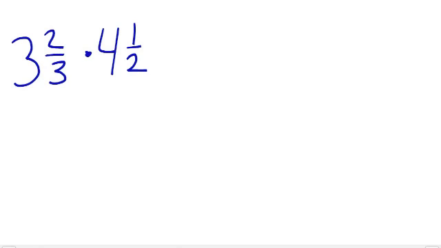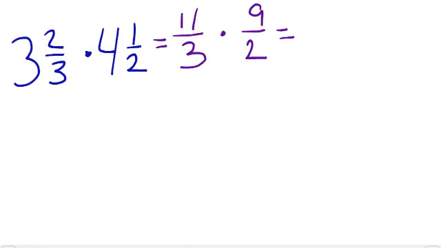Alright, last one. Now this one has 2 mixed numbers. So we need to change both of those into improper fractions. So this one becomes 3 times 3 is 9, plus 2 is 11/3. And then the second one, 4 times 2, which is 8, plus 1 is 9/2.